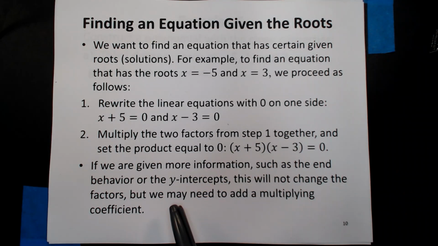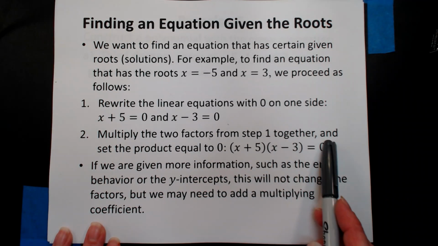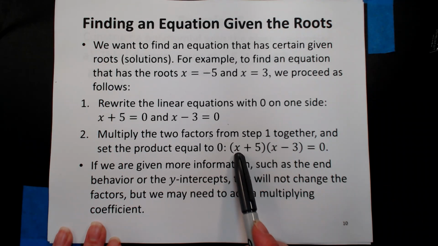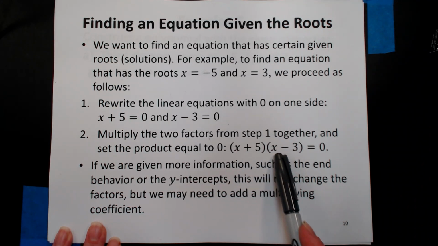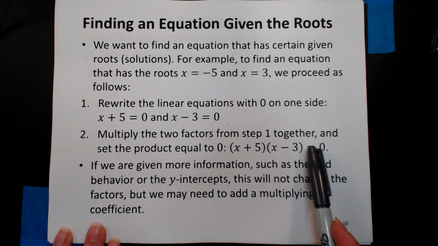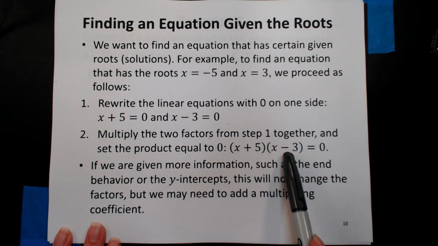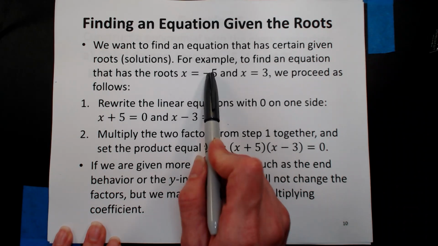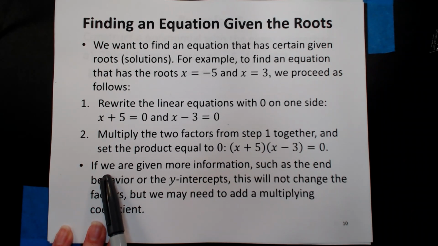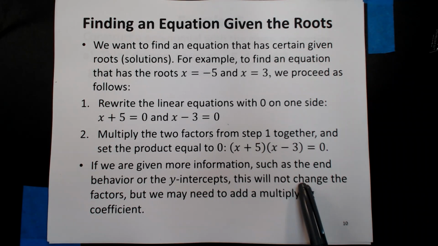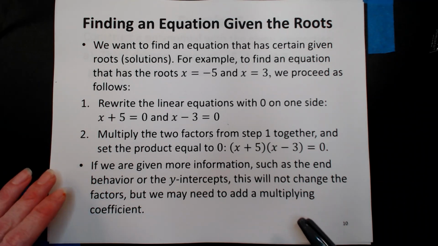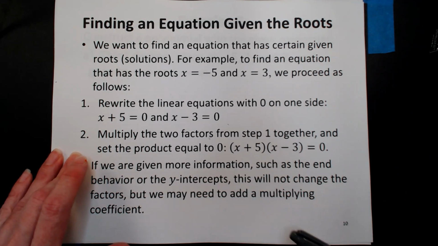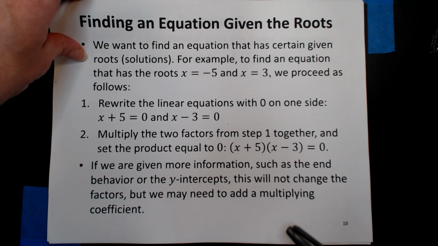So now we have two factors. We multiply the two factors from step 1 together to make the product equal 0. So we have x plus 5 times x minus 3 equals 0. And so we now have a polynomial with negative 5 and 3 as the zeros or roots. If we are given more information, such as the end behavior or the y-intercept, this will not change the factors, but we may need to add a multiplying coefficient.